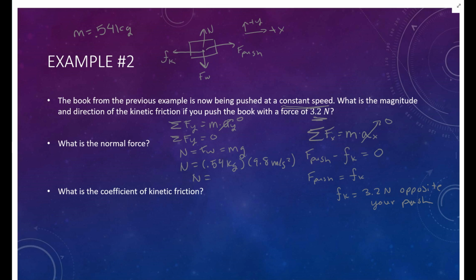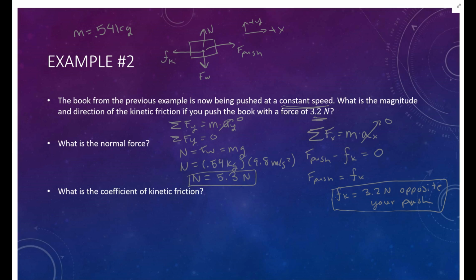Do we have some agreement? It's 5.3. 5.3, okay. And what's our unit there? Newtons, there we go. It is a force. All right, so we have the value of our frictional force. We have our value of our normal force.